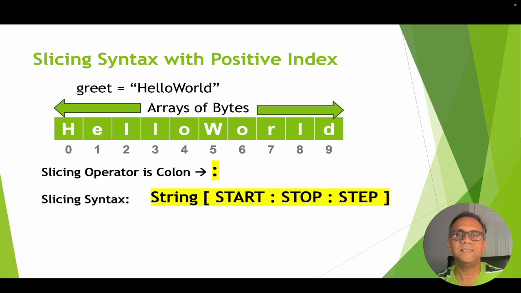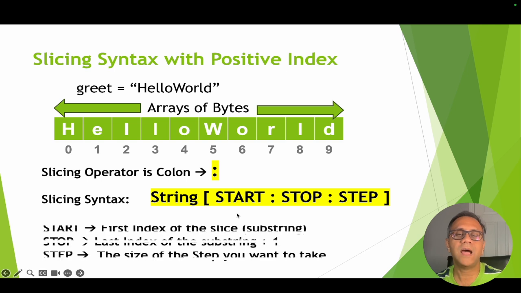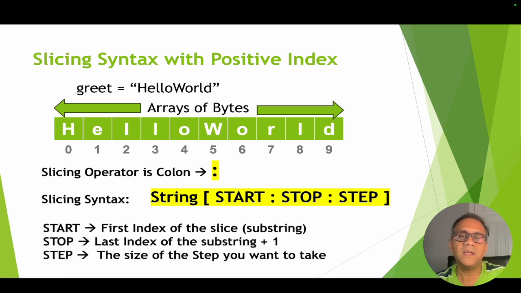Now, if we see the slicing syntax, it starts with the string, like grid. Then in the square brackets, we have three parameters. So slicing takes three parameters: start, stop, and step. What is start? Start is nothing but the first index of the slice. For example, you are trying to get the world out of this hello world. Then what will be the start parameter? Your start parameter will be 5, because your first element is w and the index of w is 5, and we said the start parameter is the first index of the slice. So we'll take 5 here, start.